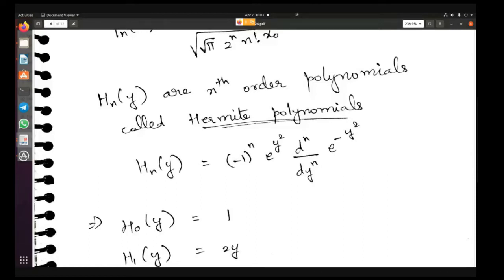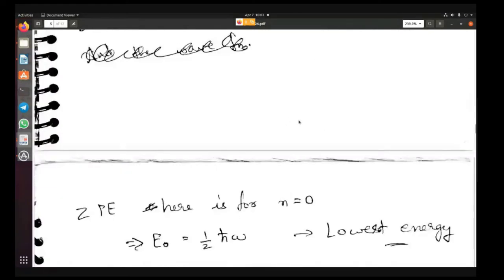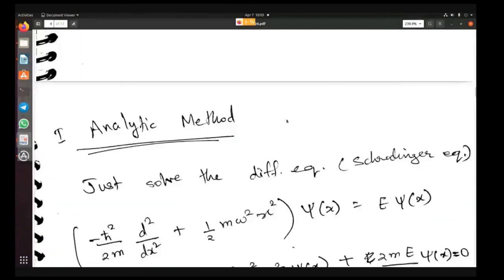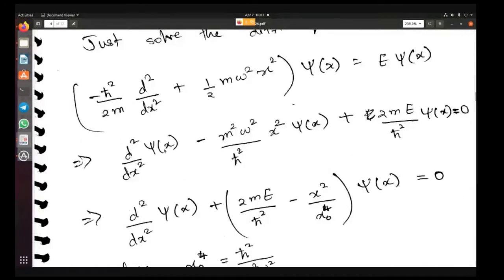So I told you about two methods. One method is to just use the differential equation, which is the Schrodinger equation, and try to solve that differential equation. So as you can see, let's go back to that. This was our differential equation. This is the harmonic potential. So we wanted to solve this differential equation, and as you can see, it is not a very easy differential equation to solve.